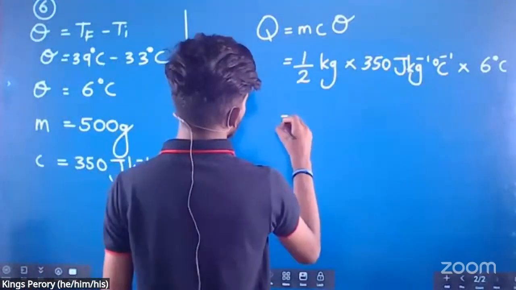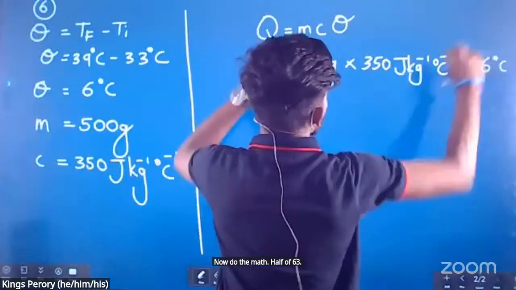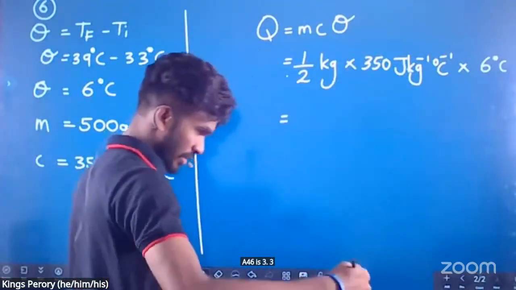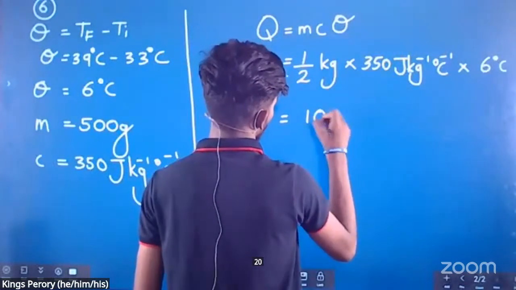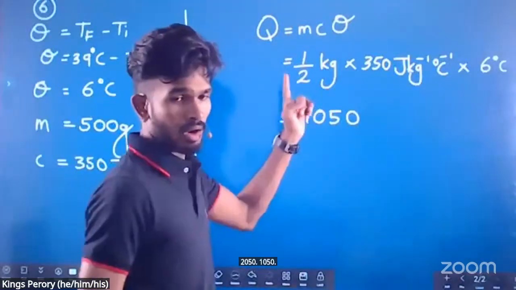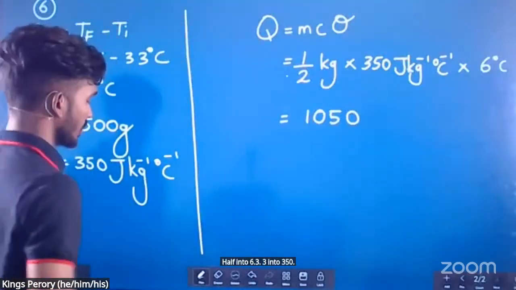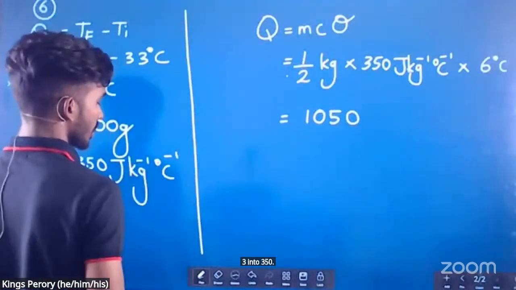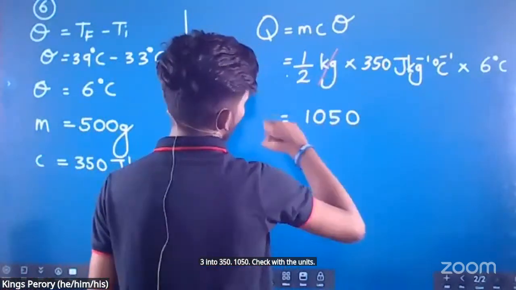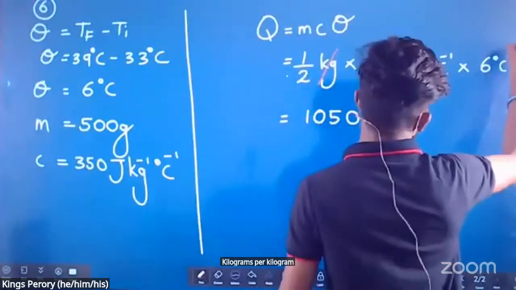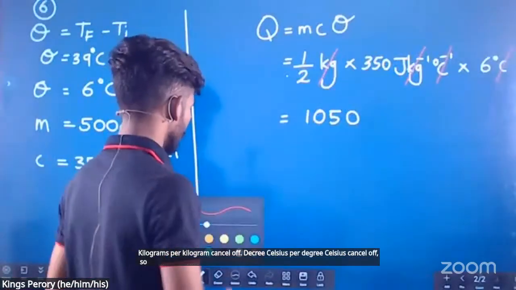Now do the math. Half of 6 is 3. 3 into 350 is 1050. Check with the units. Kilograms per kilogram cancel off. Degrees Celsius per degree Celsius cancel off. So your answer comes in joules.